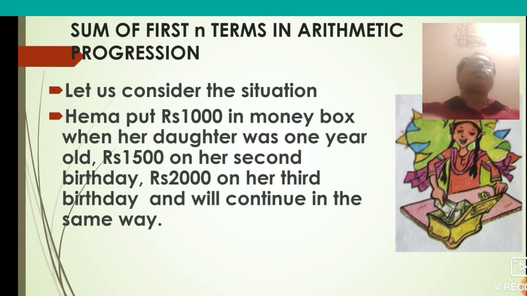Hema put ₹1,000 in a money box when her daughter was 1 year old, ₹1,500 on her second birthday, ₹2,000 on her third birthday, and will continue in the same way. It means her mother Hema is giving some amount of money every year. So on the first birthday she gave 1,000 rupees, on the second birthday 1,500, on the third birthday 2,000, like that.